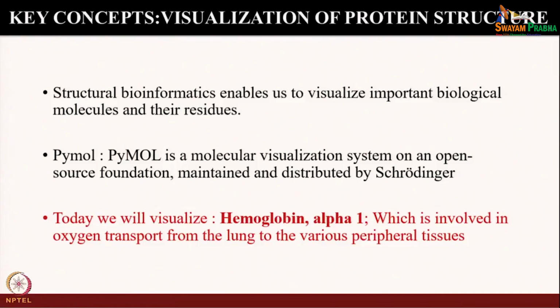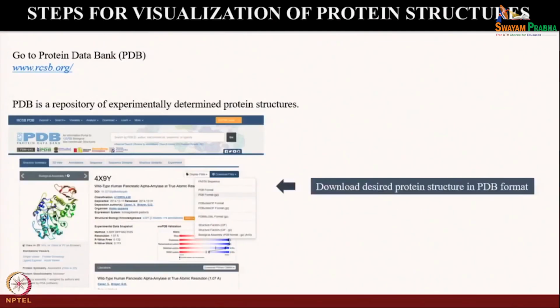We will visualize hemoglobin alpha 1, whose genetic aspects you have already learned in the previous assignment. As we all know, hemoglobin is an important molecule present in the blood and it is an oxygen carrier. So, we will first go to the Protein Data Bank. The Protein Data Bank is an open database for protein structures which are experimentally determined.